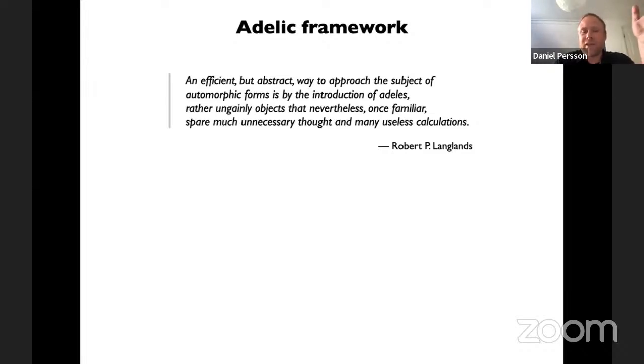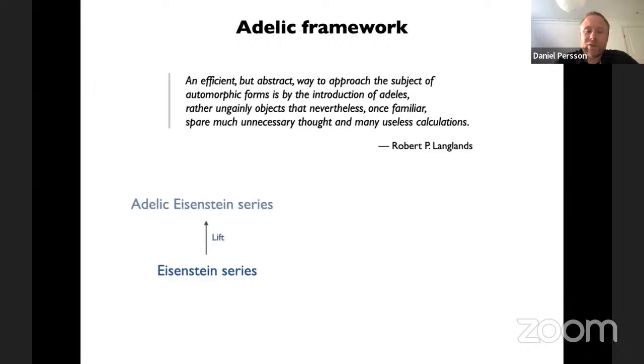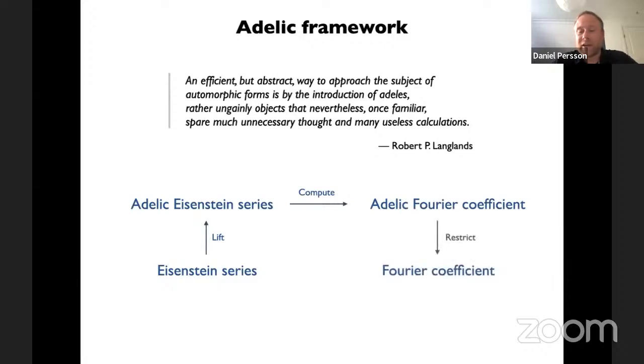Roughly speaking, what you want to do is you start with the Eisenstein series that you are interested in, maybe more familiar over the real numbers. You can lift this to an adelic Eisenstein series, make your computations in this setting, and then restrict back down to what you're interested in. In the book that I mentioned, we try to do this very explicitly, mainly for the purpose of students and physicists who want to get a handle on how it actually works in practice.